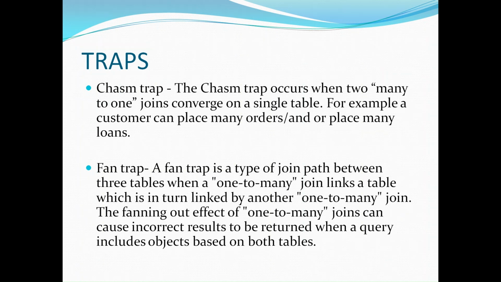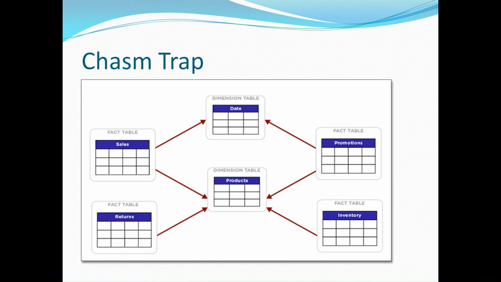And next is fan trap. A fan trap is a type of join path between three tables when a one-to-many join links a table which is in turn linked by another. We'll understand it by seeing it. So this is chasm trap. This is the fact table which can be joined. Here is the product fact table, which is also linked with joins. Here this dimension table is also linked with sales, then fact table promotions, and then a dimension table, and then fact tables.